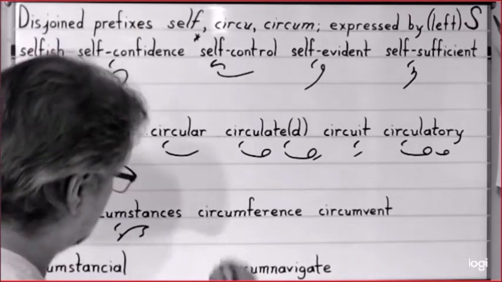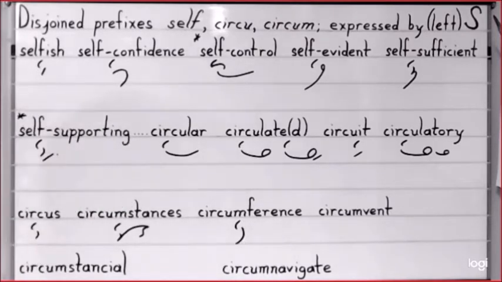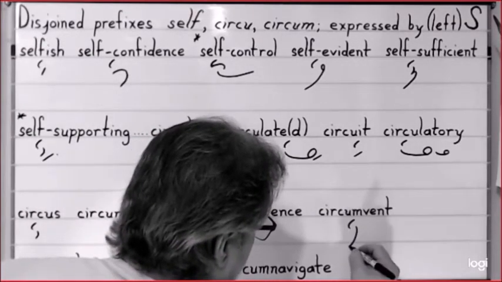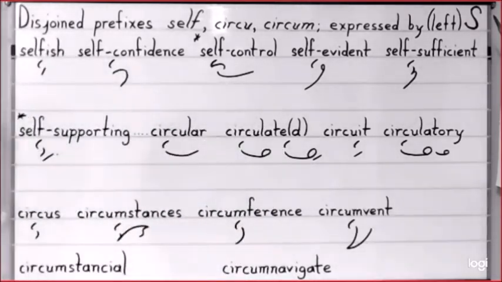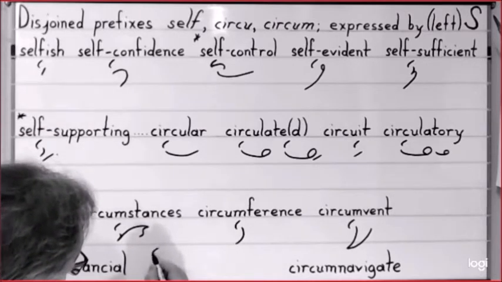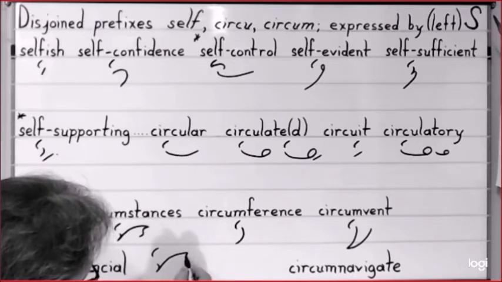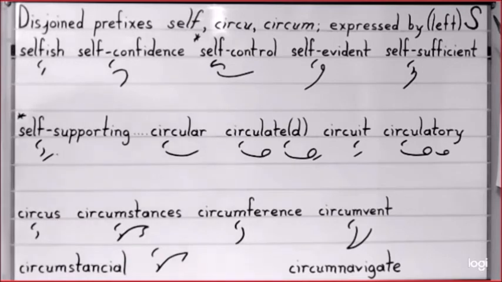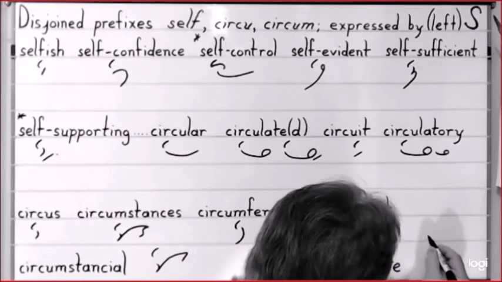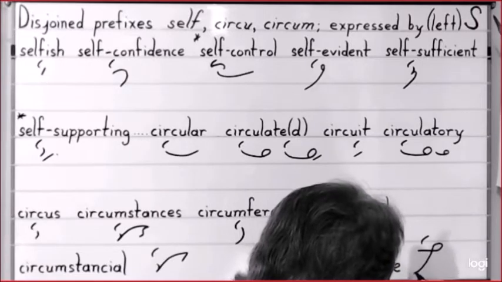For circumference is an S and then an F. For circumvent is an S, the V, and an NT. For circumstantial, write the S, then another S below it, the TEN stroke, and then the SH for the show at the end. For circumnavigate, write the left S, and then the N, A, V, and a G.